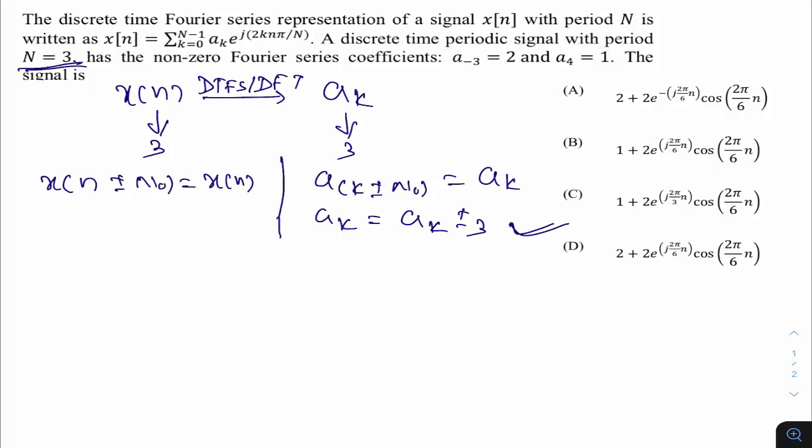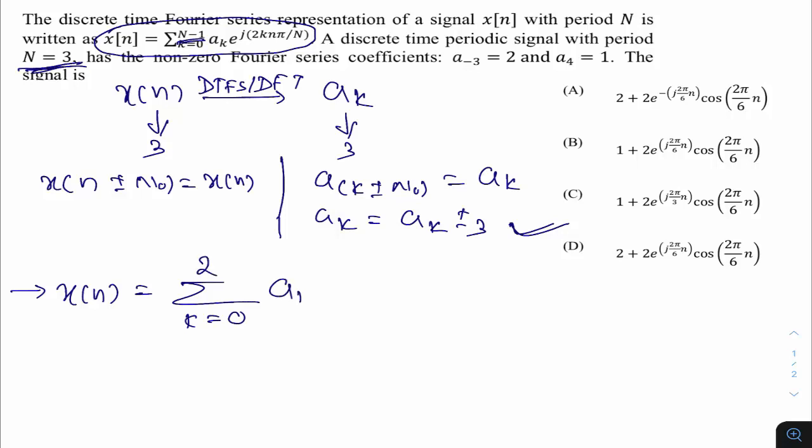So now let us do one thing. Let us try to expand this expression x of n, which is this one. So here if you see x of n is given as summation k from 0 to N minus 1. So N value is 3, so 3 minus 1 is 2, of a of k into e raised to power j 2 pi n k divided by capital N value is 3.